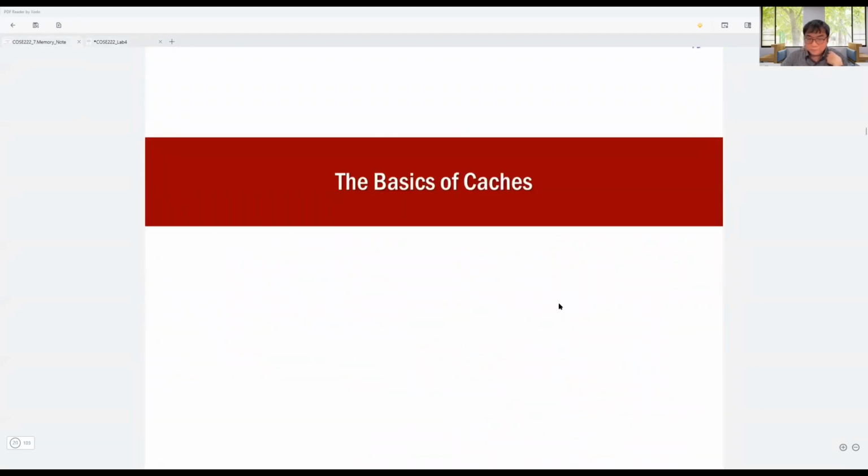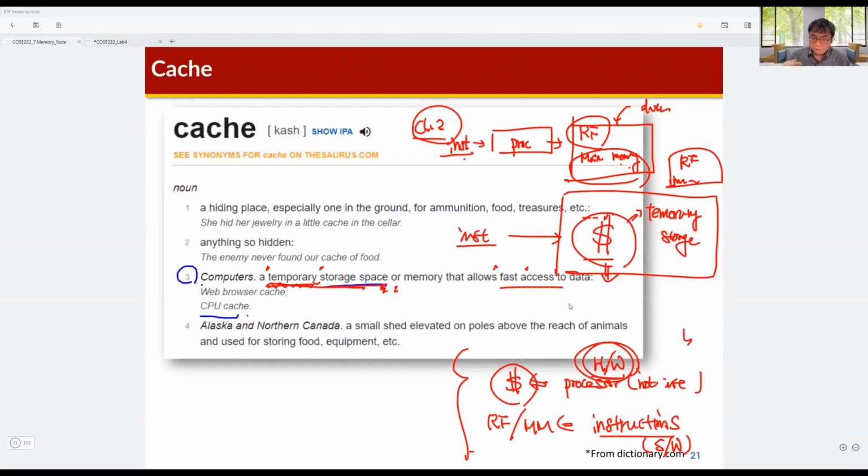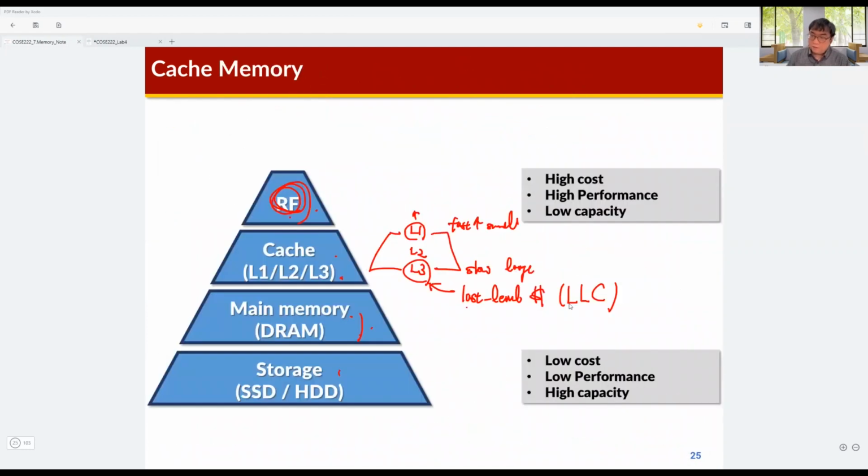In the previous class, we learned about the basics of cache. I also explained what cache memories are. Cache is a temporary storage space. Then why do we use cache? In order to improve the performance of computer systems. You need to remember this memory hierarchy: cache is located between the register file and main memory. And why do we use cache? Cache is fast.